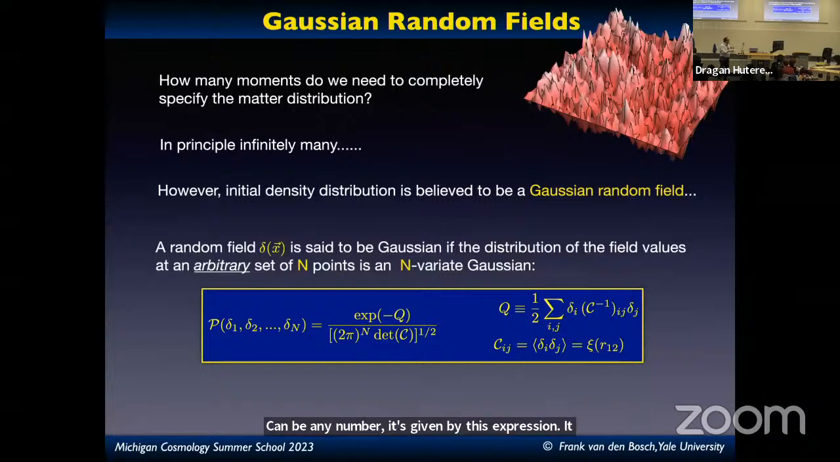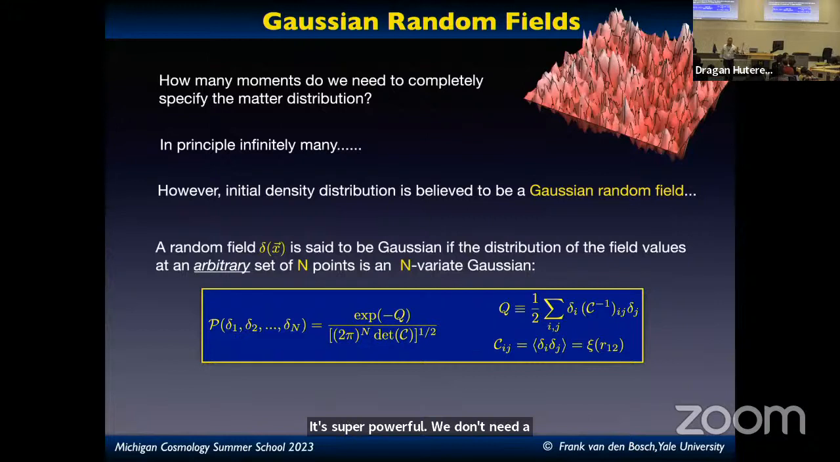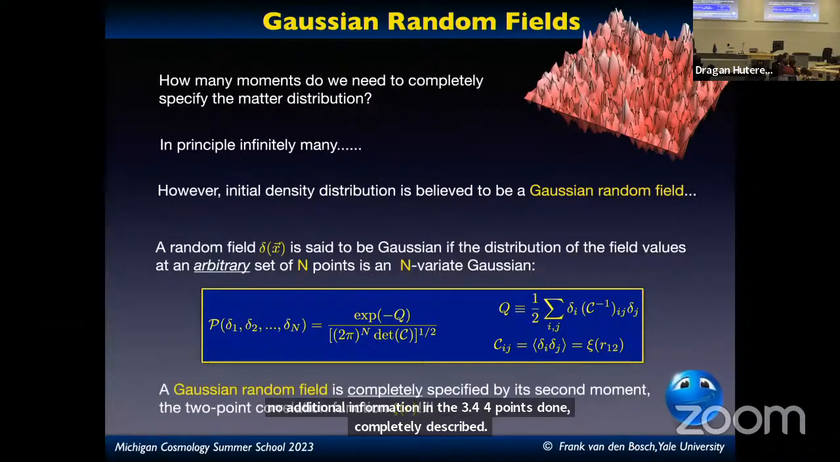It looks complicated. The main point you should remember from this is that if you look at it carefully, you see here's a covariance matrix, which is nothing but the inverse of the two-point correlation function. So what I'm writing down here is that this probability function for all n points only depends on the two-point correlation function. In other words, this two-point statistic completely describes, in a statistical sense, a density field. That's a characteristic of a Gaussian random field. It's super powerful. We don't need a three-point. There's no additional information in the three-point or the four-point function. Done. Completely described. Okay, so smiley face.